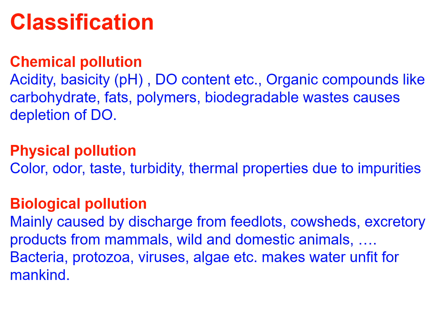Physical pollution includes color, odors, taste, turbidity, and thermal properties due to impurities. And biological pollution is mainly caused by discharge from feedlots, cow sheds, and excretory products from mammals, wild and domestic animals. Other biological pollution includes bacteria, protozoa, viruses, and algae, coming from human wastes or from medicinal purposes. They all cause water pollution.